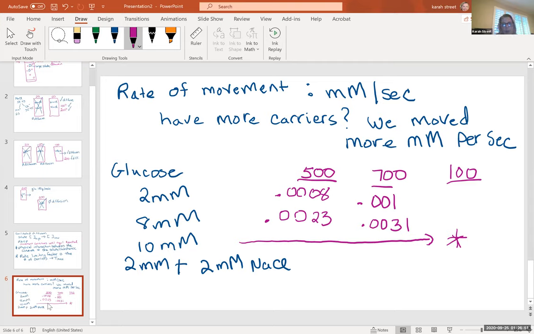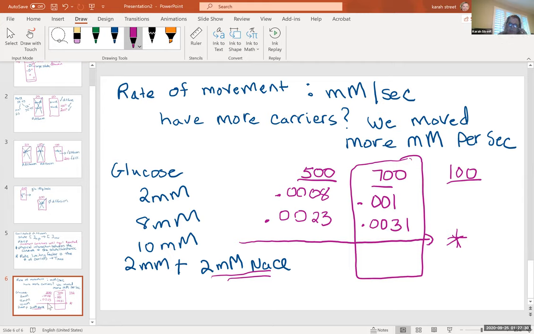In our last experiment, we went back to 700 carriers. And we went back to 2 millimolar glucose, but this time we added sodium chloride. And the question that the PhysioEx was wanting us to think about was, if something else is in the mixture besides glucose, will these glucose carriers have a harder time moving the glucose? Will the sodium chloride, if you will, get in the way? And it turns out, absolutely not.